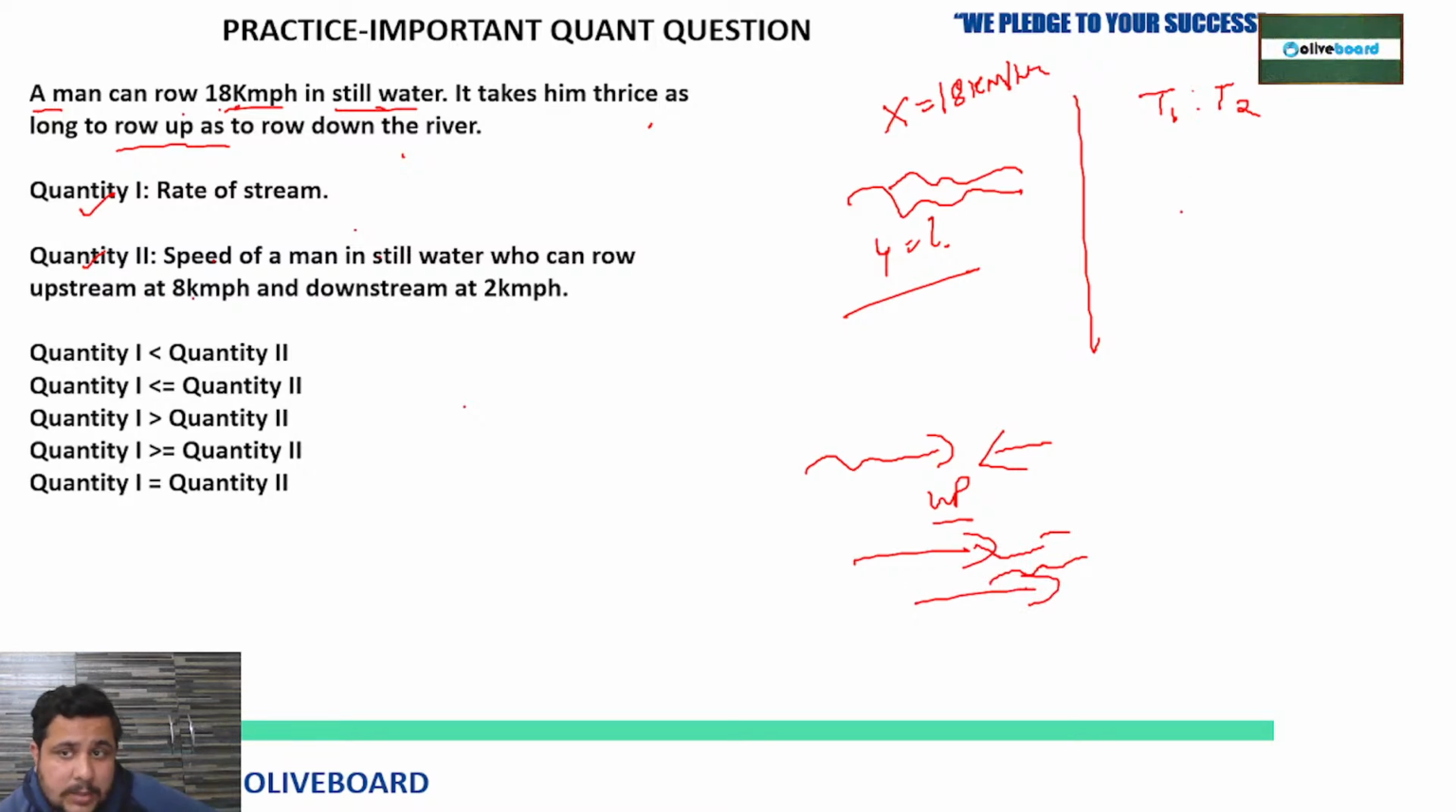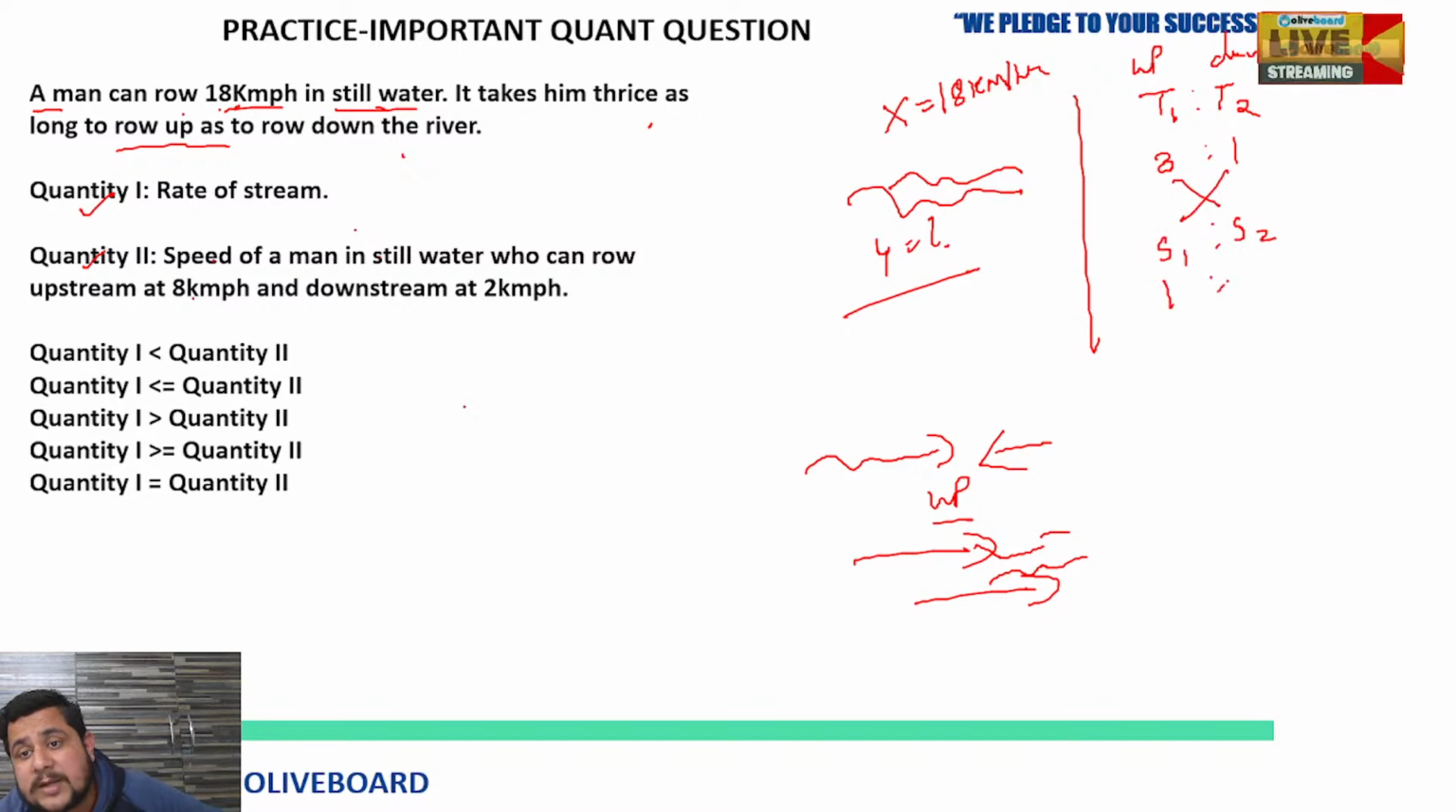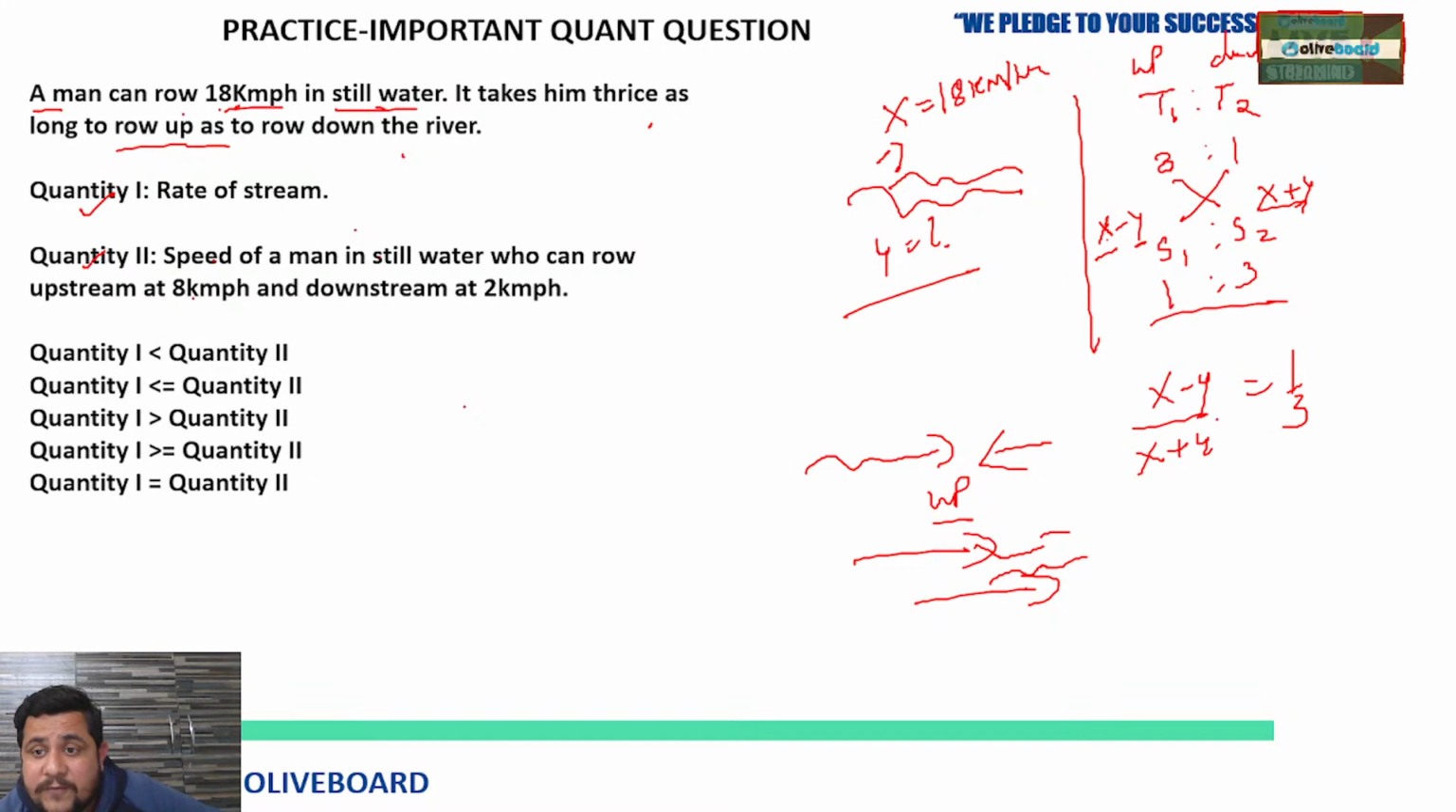Is this clear? So now in downstream and upstream, the upstream to downstream time we are taking is 3:1. So their speed ratio will be 1:3. Clear? Now in upstream, the speed will be x minus y, where x is the speed of that man and y is the speed of the stream. In downstream, it is x plus y. So (x minus y) upon (x plus y) equals 1 upon 3. When you solve it, you will get the values of x and y.